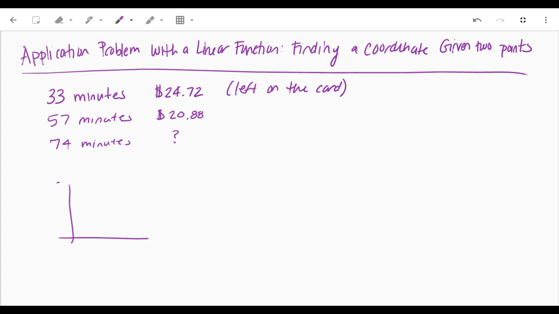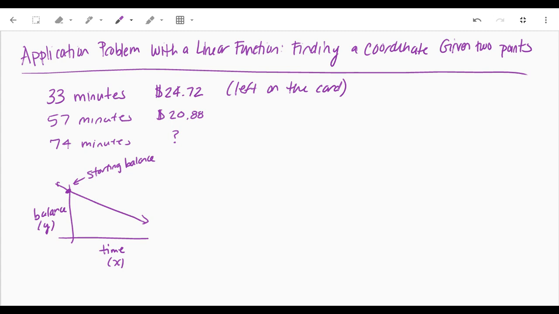The amount's going down. Whatever we start with on your card would be your y-intercept, so your starting balance. And as time goes on, the balance goes down. One reason to draw this is to figure out what you're going to use for x and y. Your time will be the x and your balance will be the y.